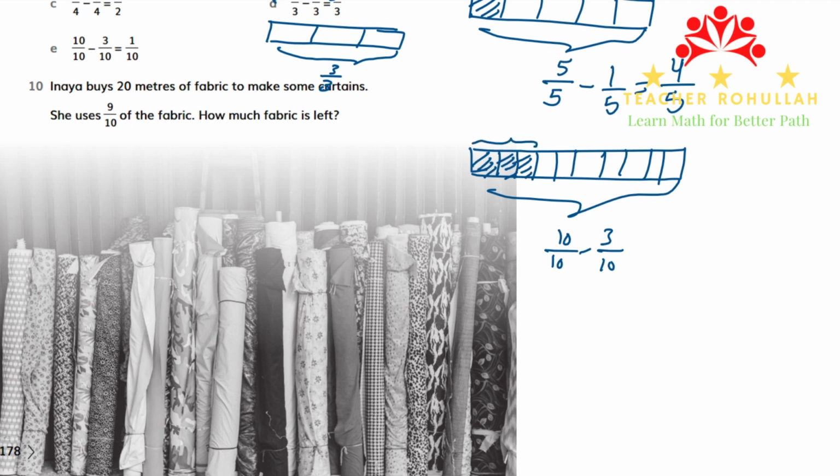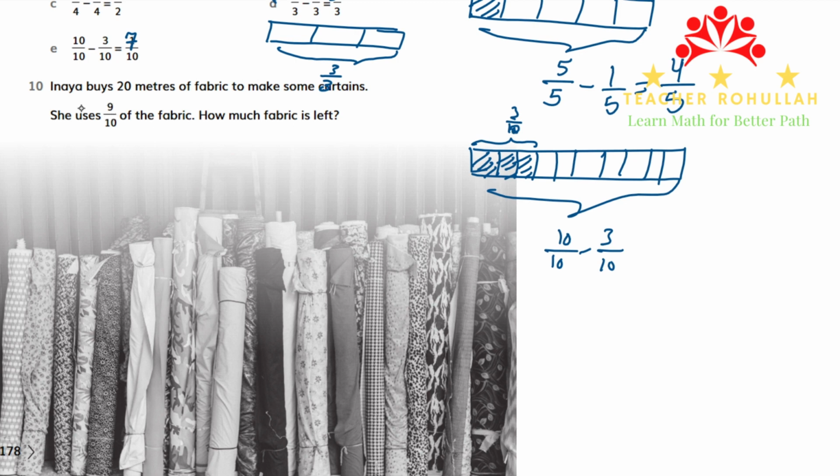If we subtract these 3/10, what tenths are left here? 1, 2, 3, 4, 5, 6, 7. The answer is not 1/10. The answer is 7/10. And the diagram clarifies it over here. Well, I hope it makes sense for you. Let's now go to question 10.